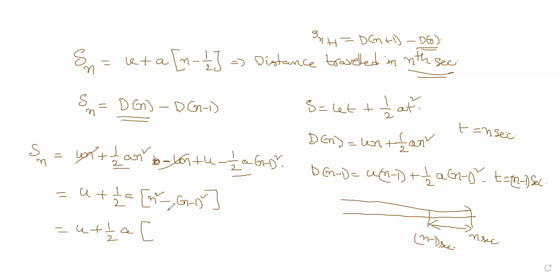into n a plus b, that is (n plus n minus 1) into (n minus n plus 1). (a plus b) into (a minus b) ఫార్మేట్ సపరేట్ చేస్తారు. ఈ పార్ట్ ఎగిరిపోయింది. So you have 2n minus 1. So u plus half a into (2n minus 1). This is the required formula.